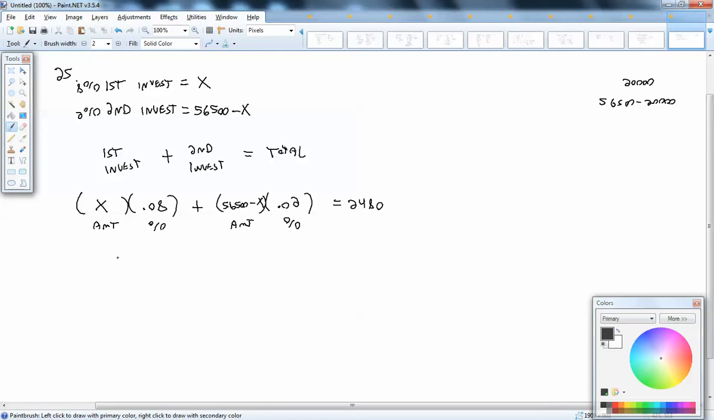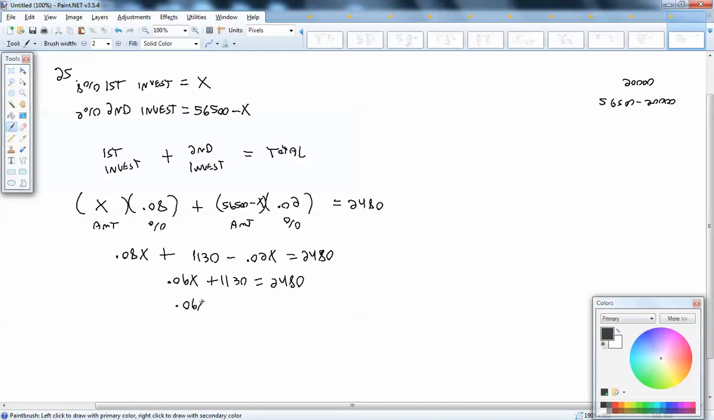Now let's solve this. So we got 0.08x plus, and I use the distributive property here. I'll take 0.02 times 56,500. 0.02 gives us 1130. And 0.02 times negative x gives us negative 0.02x, equals 2480. Combining like terms, 0.08x minus 0.02x gives us 0.06x, plus 1130 equals 2480.